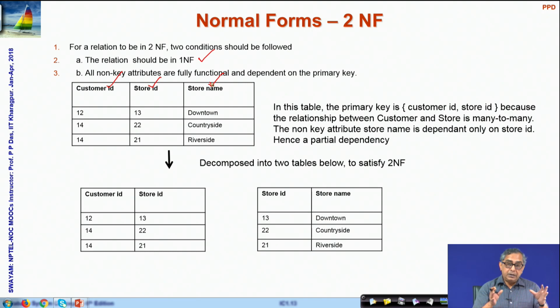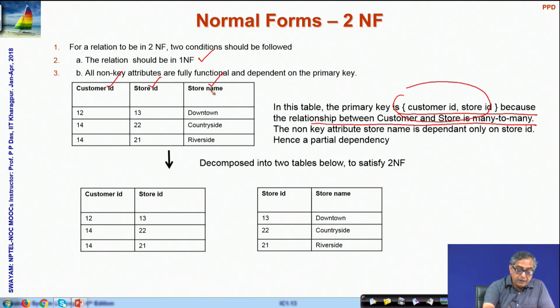Now, what is the relationship between the customer and the store? Naturally, a customer can go to any of the stores. So, one customer can relate to many stores. Similarly, a particular store can get many different customers. So, between the customer and store, there is a many to many relationship. If there is a many to many relationship between them, then certainly both of them will have to feature in the primary key. So, the primary key has to have both of them.